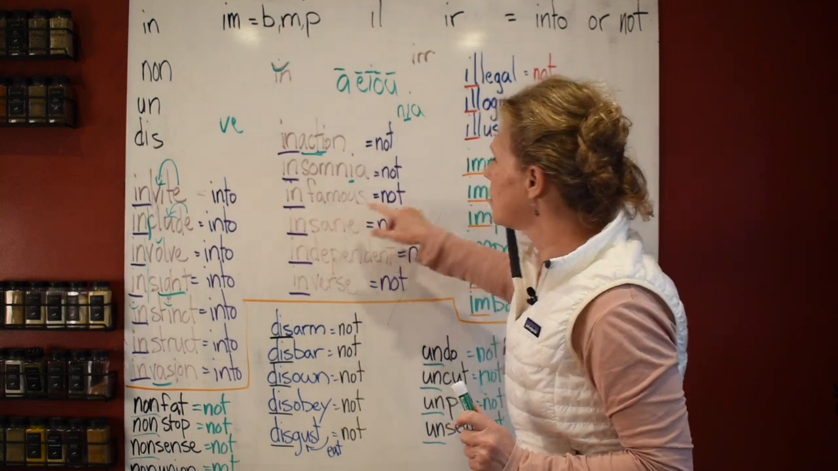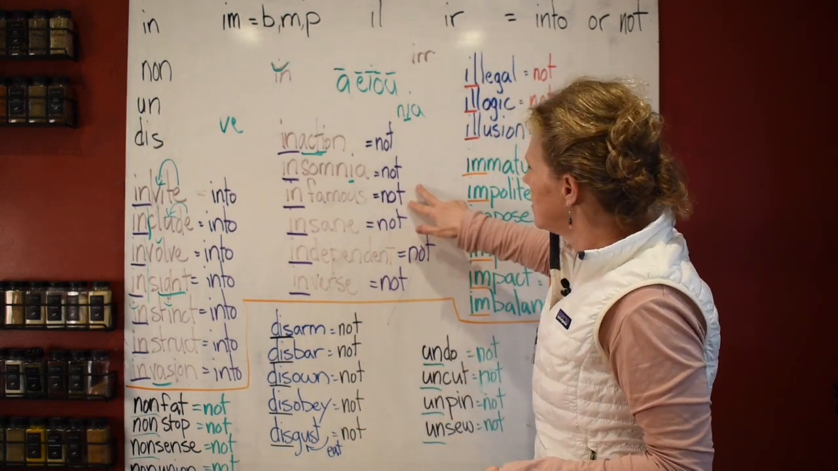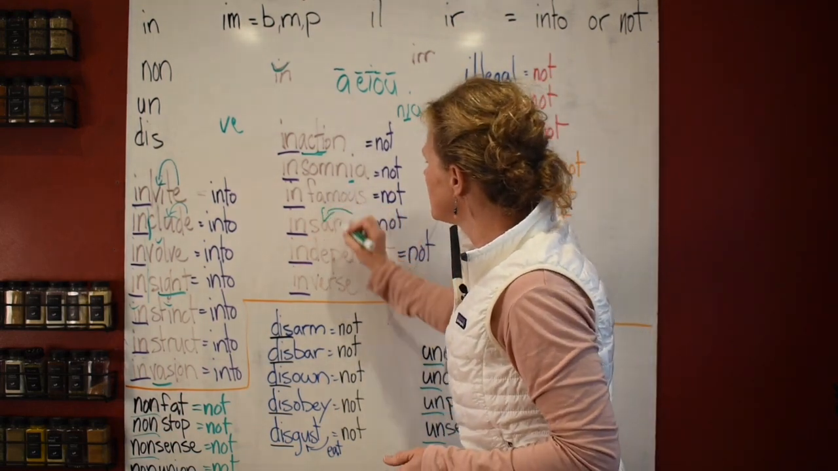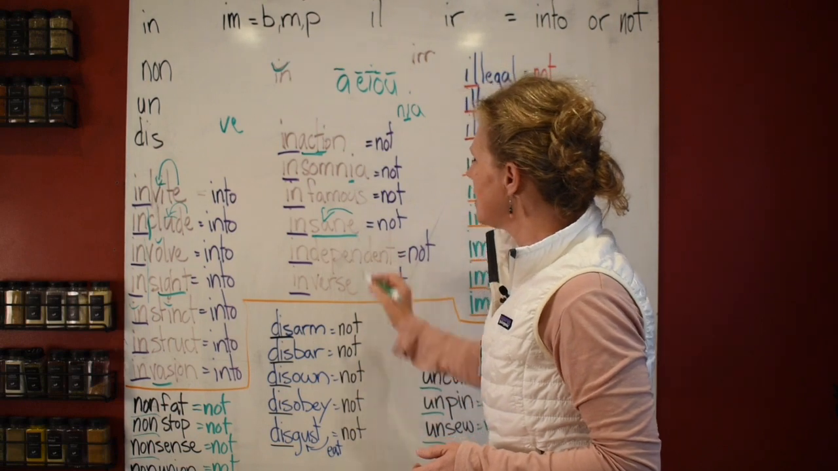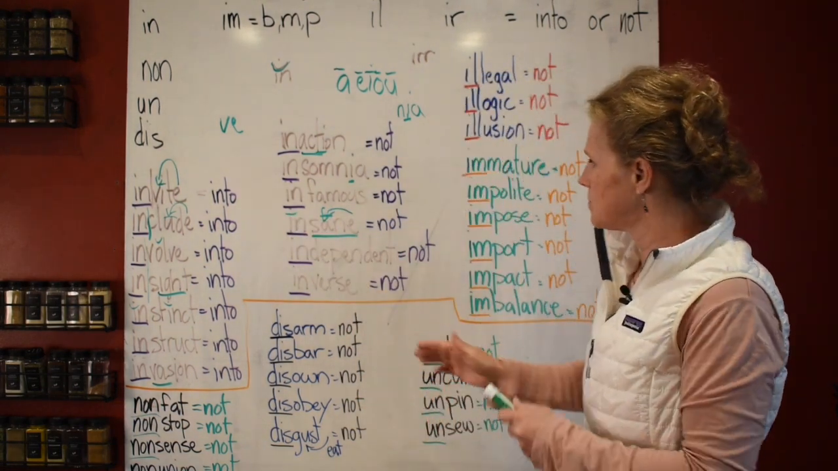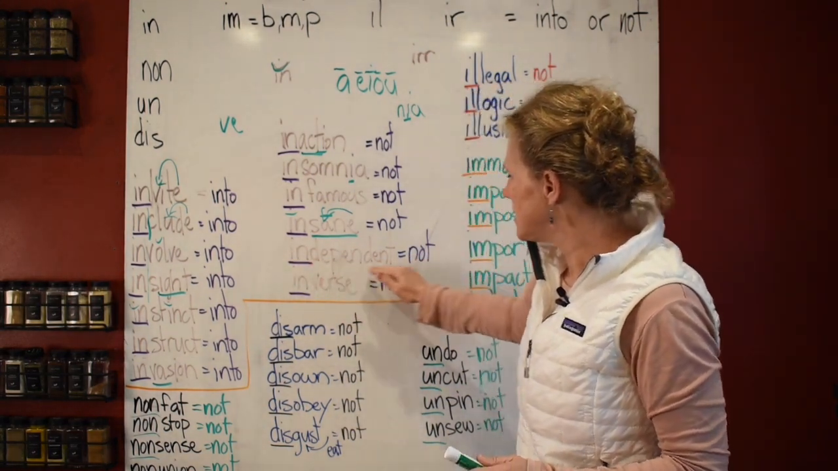Infamous. You're not famous. It's not a good thing. Insane. See, this is a silent E syllable. This is going to say A. A is going to be long, and this is going to be short. Insane. Now, independent. This means not dependent.